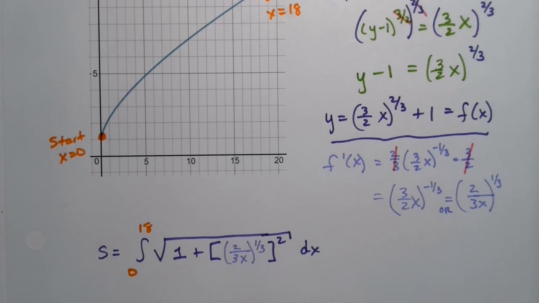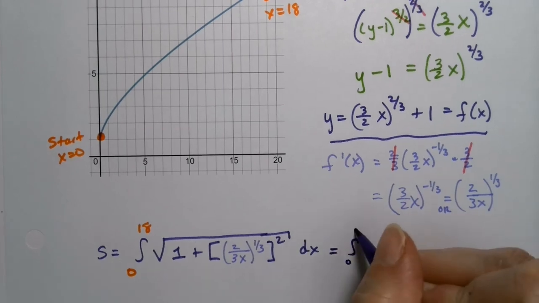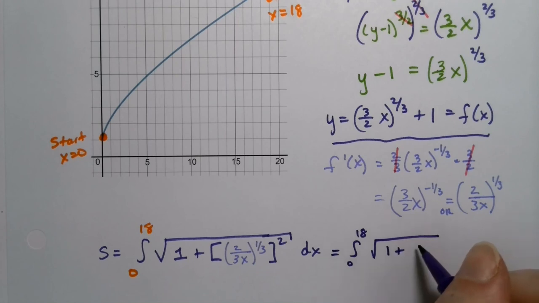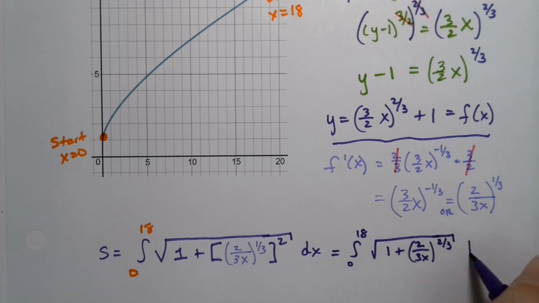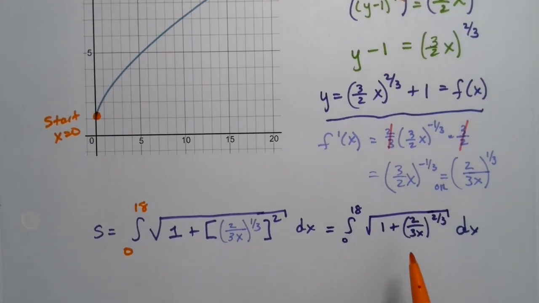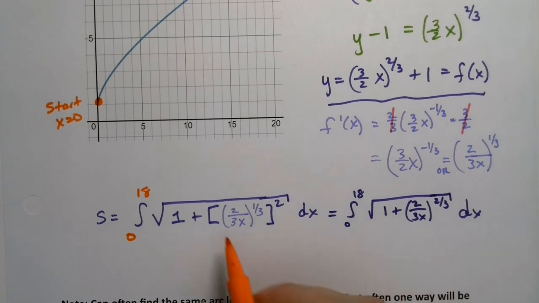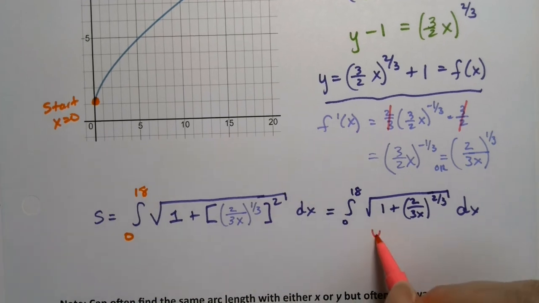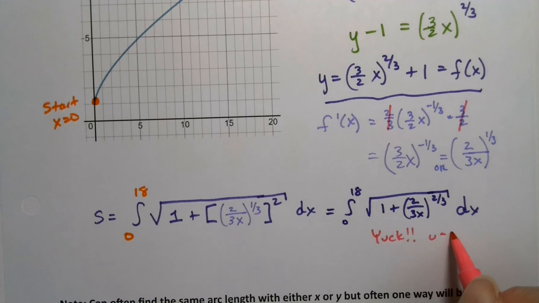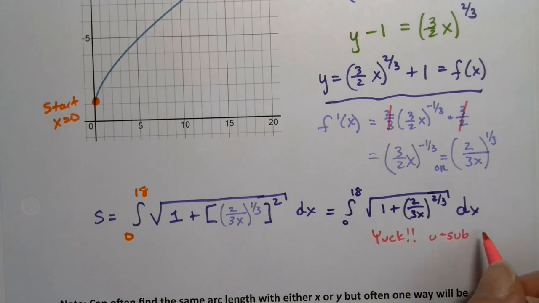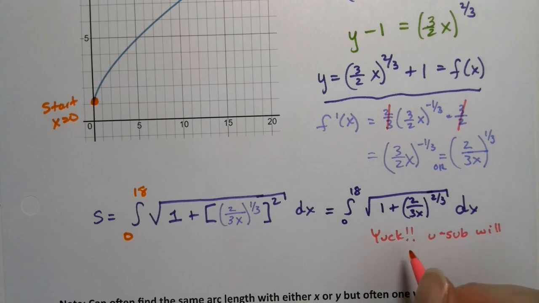But we have a problem because that's going to be awful. This is not going to work out remotely nicely. This is just an awful, awful integral. So this is the integral from 0 to 18 of the square root of 1 plus 2/3x all to the 2/3 power. And there's no u substitution in the world that's going to help us with this. This is just atrocious. And remember, u substitution is kind of all we have for advanced integration techniques.